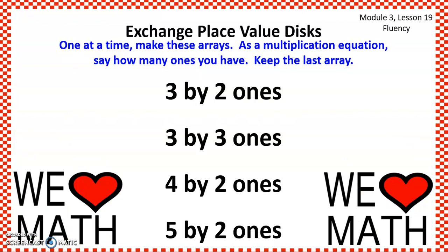Now exchange place value disks. Now we are going to make these arrays as a multiplication equation. Say how many ones you have. Keep the last array. Now 3 by 2 ones. How many ones? 3 by 3 ones. 4 by 2 ones. And 5 by 2 ones.